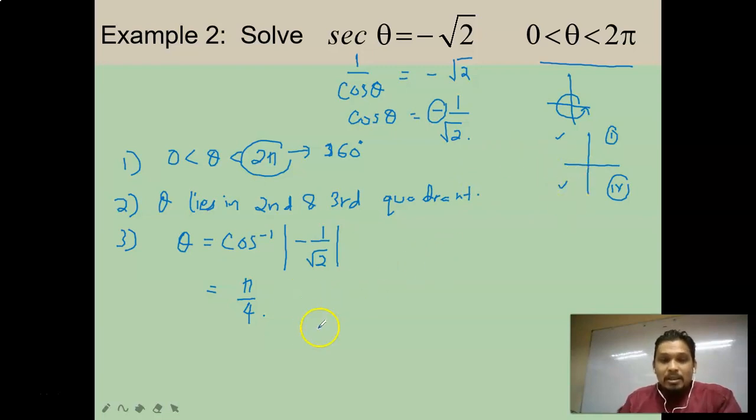So just imagine that. For cos theta equal to negative, the angle theta lies in the second quadrant and the third quadrant, because the first quadrant is where cos is positive, and in the second and third quadrants cos is negative. Here we assume that this is pi over 4, and also here pi over 4.